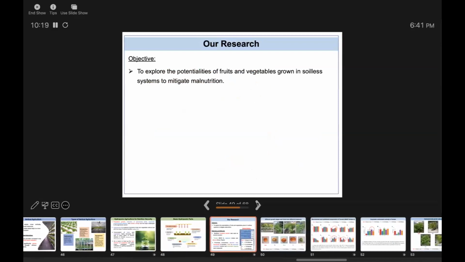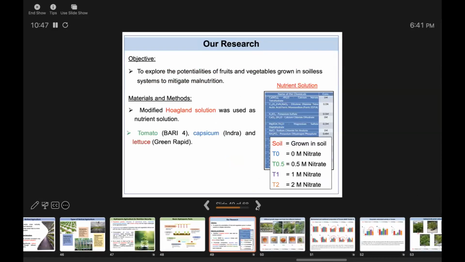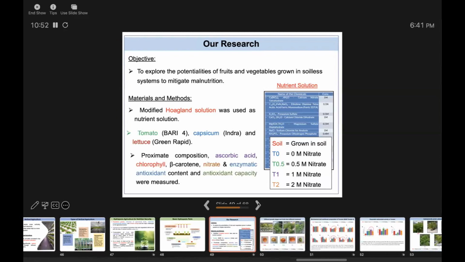My research area focuses on exploring the potentialities of fruits and vegetables grown in a soilless system to mitigate malnutrition. We use a nutrient solution, Hoagland solution, which is actually a modified Hoagland solution. We wanted to know, if we change the composition of nutrient concentration, what will be the changes in the plant products. We decided to check these events in tomato, capsicum, and lettuce. We selected three varieties of the three crops, and we measured some biochemical composition and some physiological responses under different nutrient solutions.